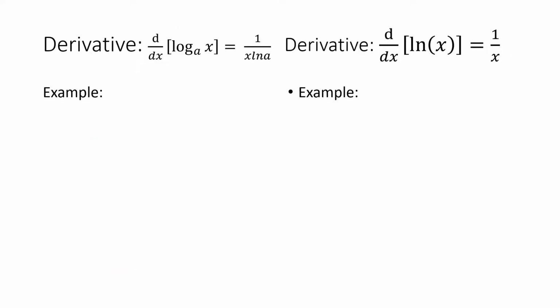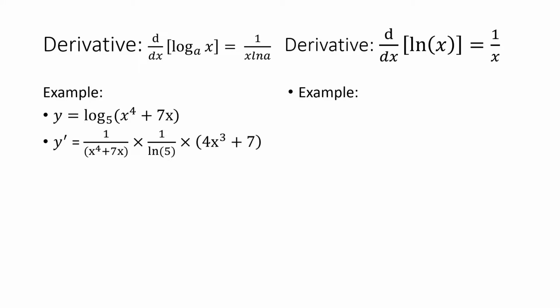Okay, to check your understanding, we're just going to do a few examples. So for the first one, we have log base 5 with the following input. And remember, for any of these type of questions, it's always 1 over the input times 1 over ln of the base times the derivative of the input in the numerator. So for this one, we have 1 over the input times 1 over ln of 5 times the derivative of the input, which is 4x to the power of 3 plus 7, and we can just simplify it like that.